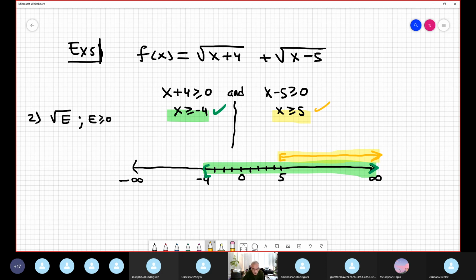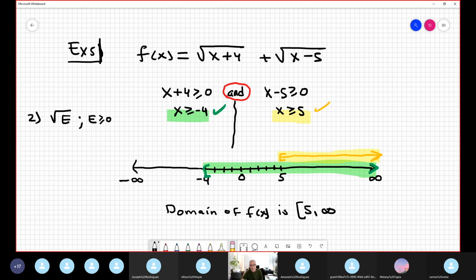Now, this is an important, crucial moment, and it represents the intersection. It represents the common part that the green interval shares with the yellow interval. In my opinion, it's totally the yellow interval, because the yellow interval from 5 to infinity lies totally inside the green. So what's the final answer, Professor? Well, the final answer is the domain of the function f is the interval from 5, bracket included, to infinity.